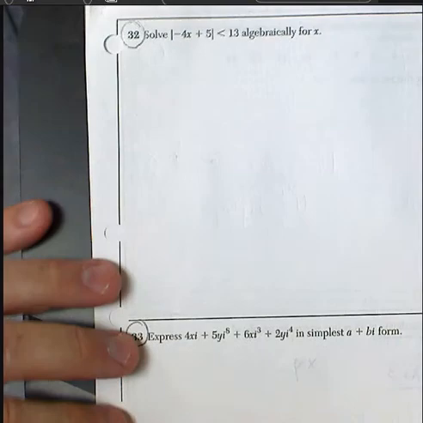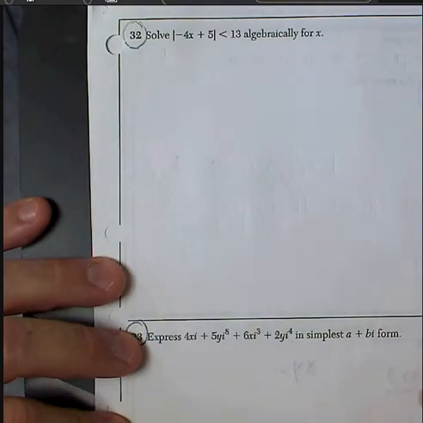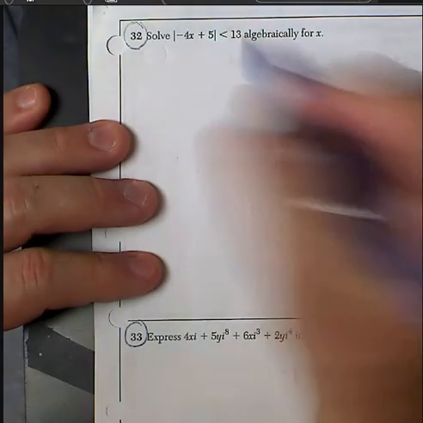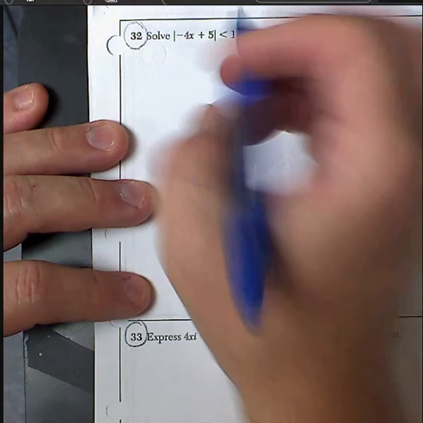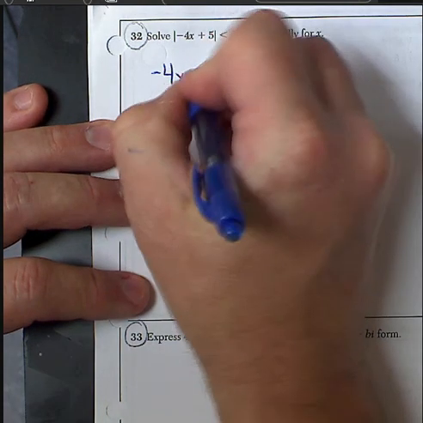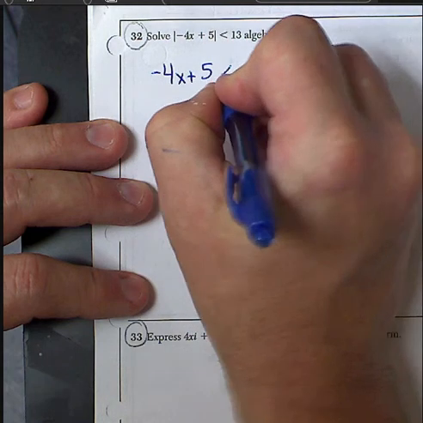It's 31, 32. Okay, we're going to try to solve this one algebraically as well. It's an absolute value question. Remember, if it's an absolute value question, you have to write it out twice. It's negative 4x plus 5, so write out the exact one that you see.